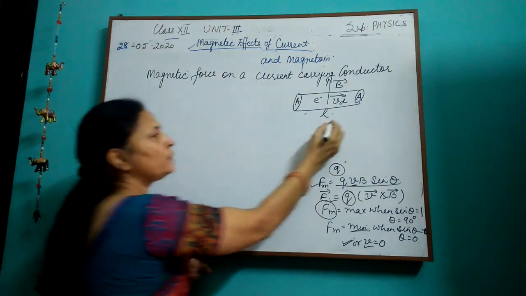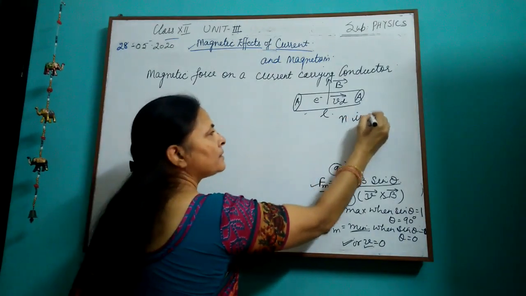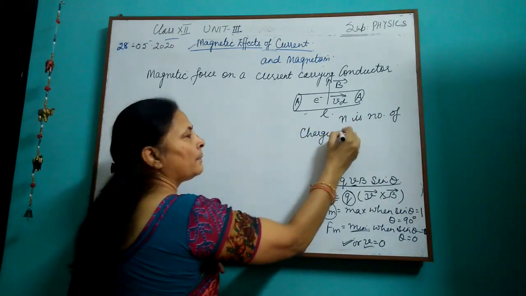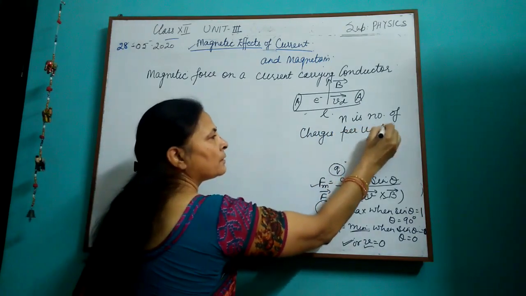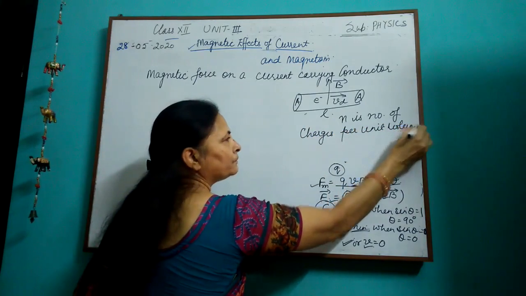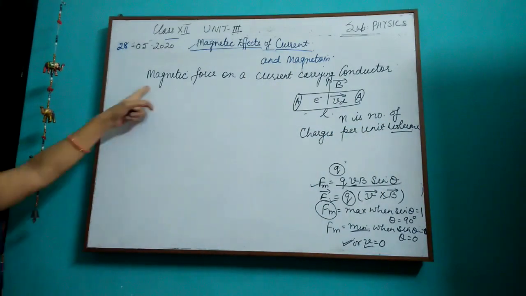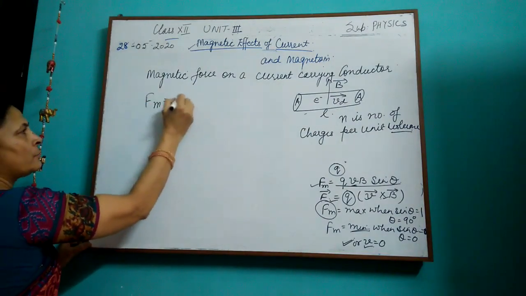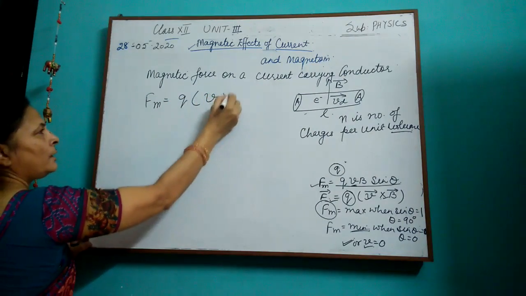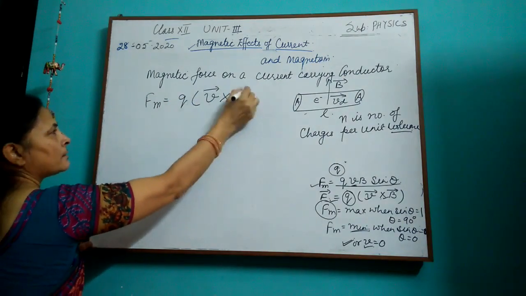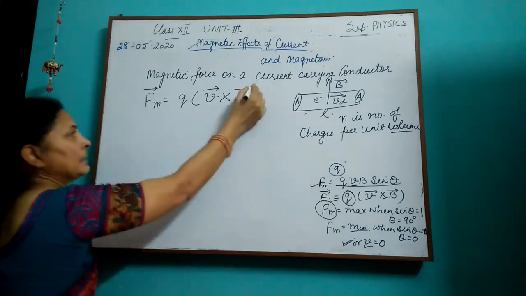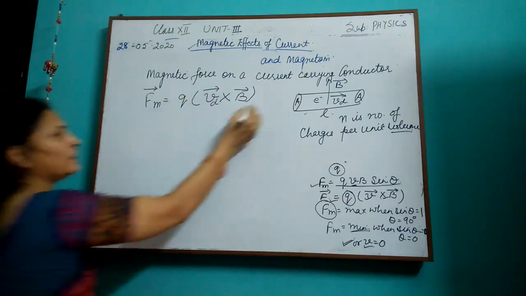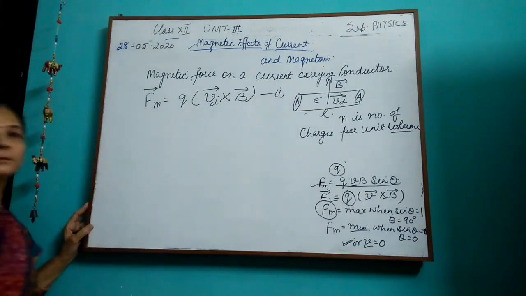One more thing which we have to assume is, let n be the number of charges per unit volume. Now we are going to talk about magnetic force, so we'll use this formula. Fm equals Q V cross B, and since here the velocity we have taken as drift velocity, I'll change it to this. This can be taken as equation number 1.